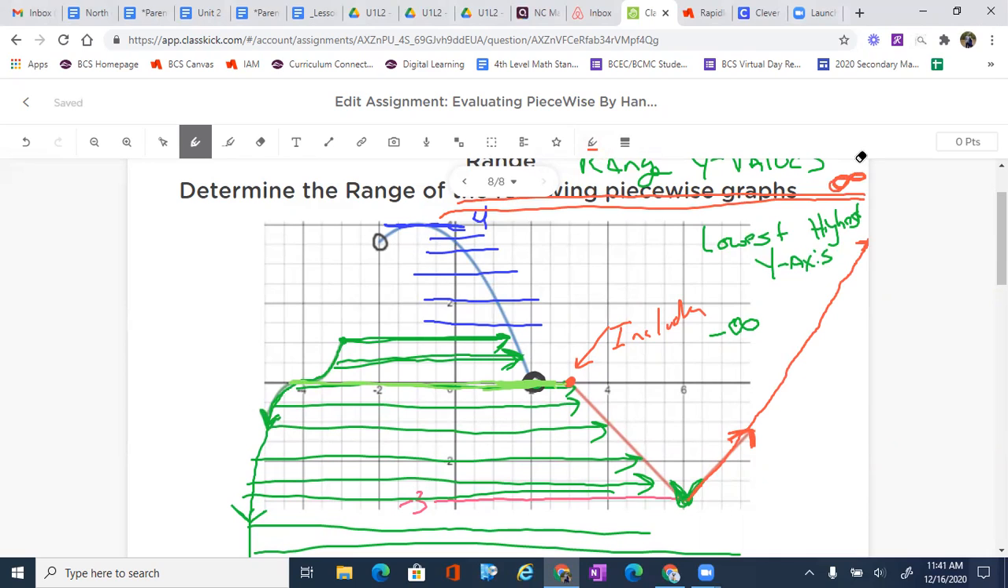So what we can say about our range is simple. Our range goes from negative infinity and it's going to climb all the way up to positive infinity. So on both sides, left and right, it is going to just continue in both directions. There are no breaks in this graph when it comes to the range of the graph.